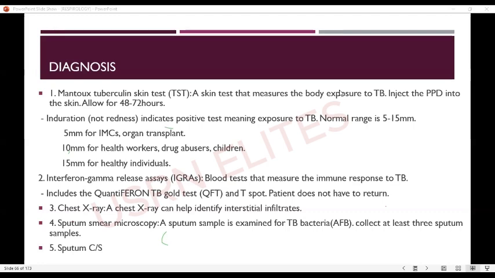Any further question? Is there any test where a urine sample is taken to test TB? Okay, so urine can also be used to test TB, from new developments that are coming.